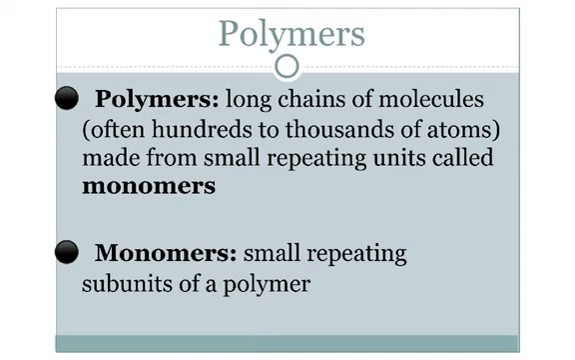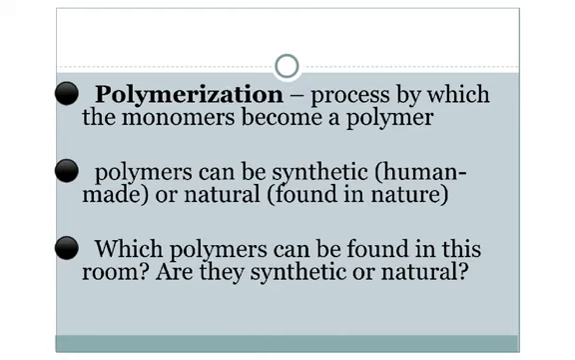So monomers can be anywhere from like 2 to 4 carbons or bigger, but they're small repeating subunits of a polymer. So when we see a polymer chain, we see a lot of repetition, and this repetition comes from those monomers. So polymerization is the process by which monomers become polymers, and polymers can be two different types. They can be synthetic, so human-made, or they can be natural, meaning found in nature from plants and animals.